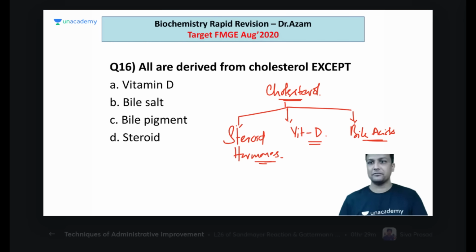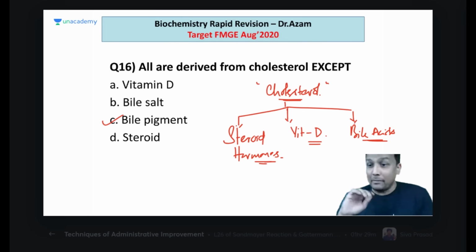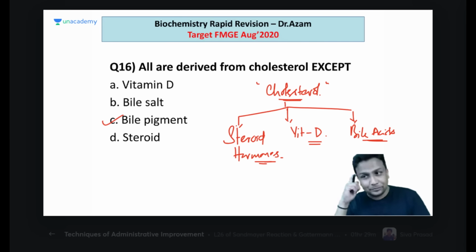I think at least you'll remember it like this. Vitamin D, yes. Bile salts, yes. Steroids, yes. But not the bile pigment, guys. Okay? What is bile pigment actually, sir? Bile pigment is nothing but your bilirubin, and remember it is formed from the heme. So have clarity there.